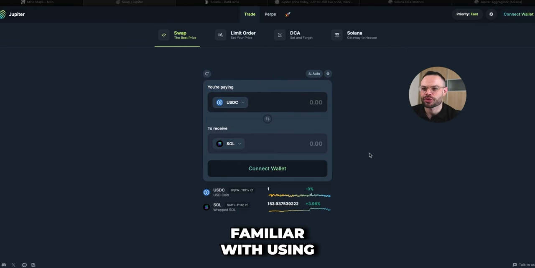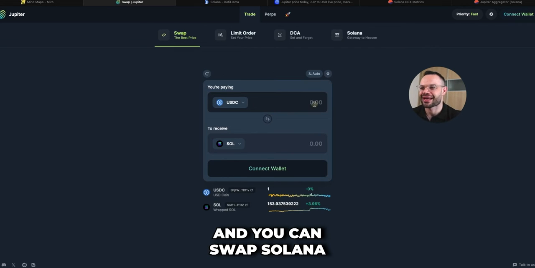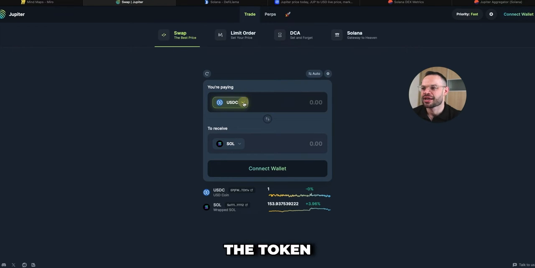And if you're familiar with using Uniswap, Uniswap is the largest decentralized exchange in the world. It is also the largest decentralized exchange that is native to the Ethereum blockchain. So Jupiter is to Solana what Uniswap is to Ethereum. And you can come on here and you can swap Solana native tokens very easily using their swap feature, which opens up by default.